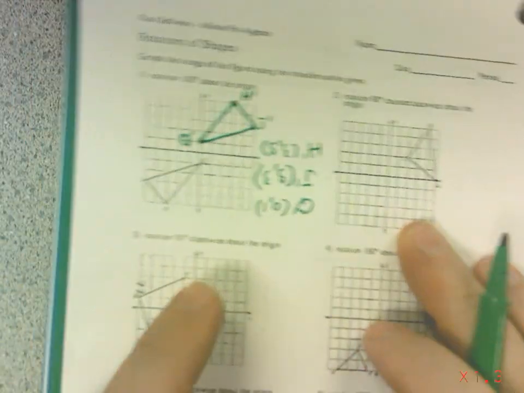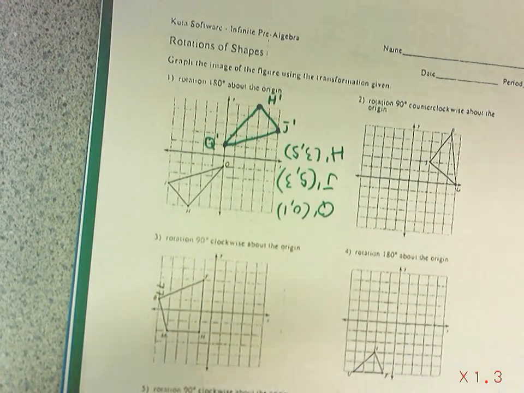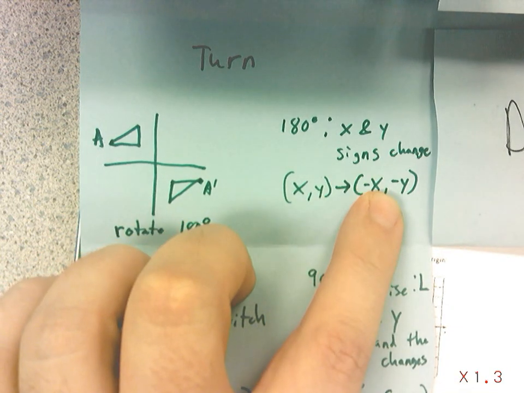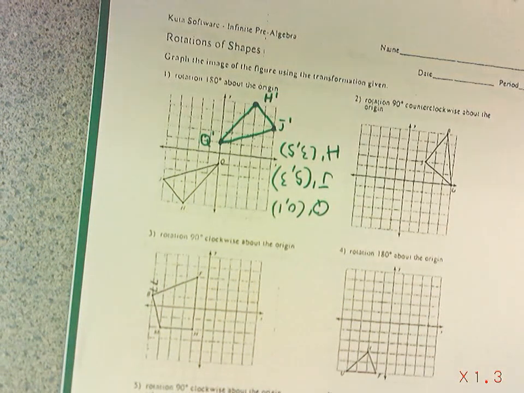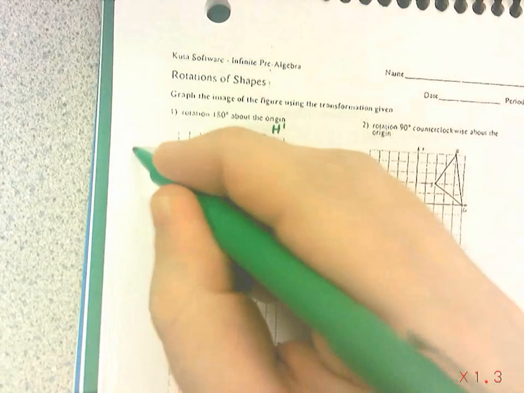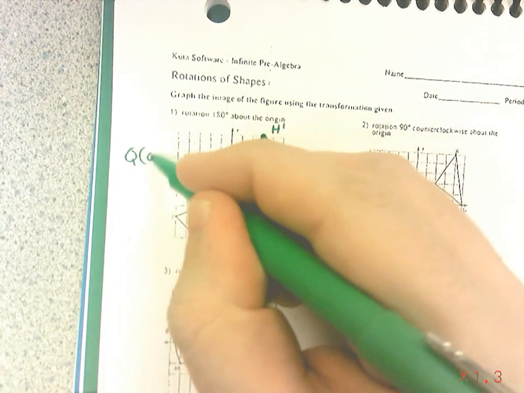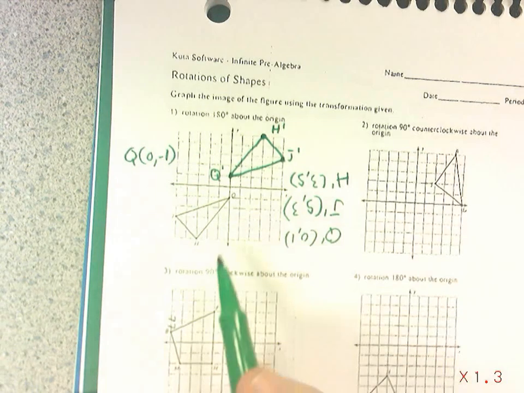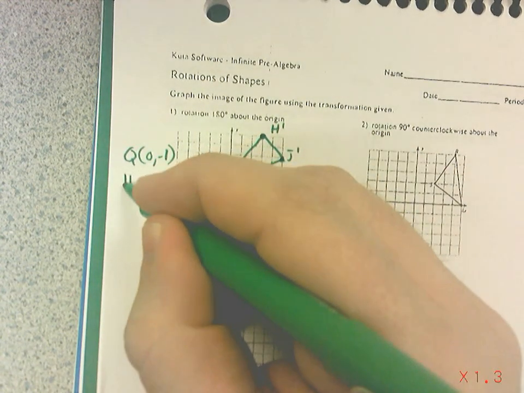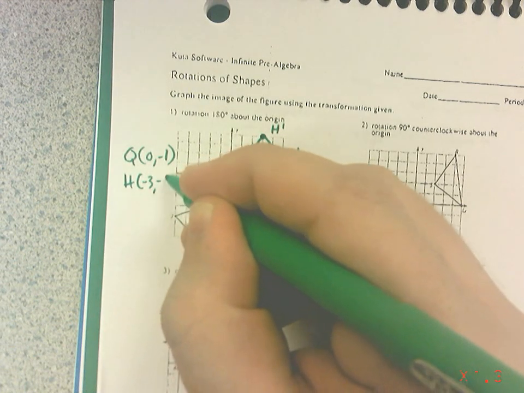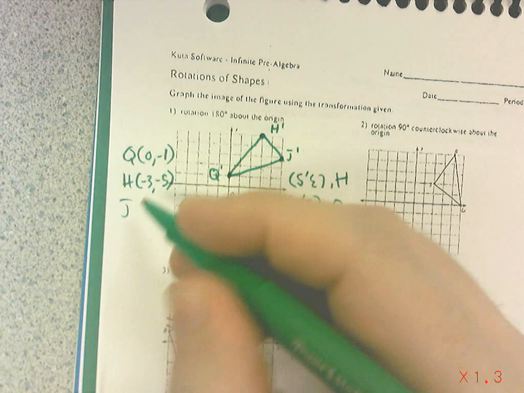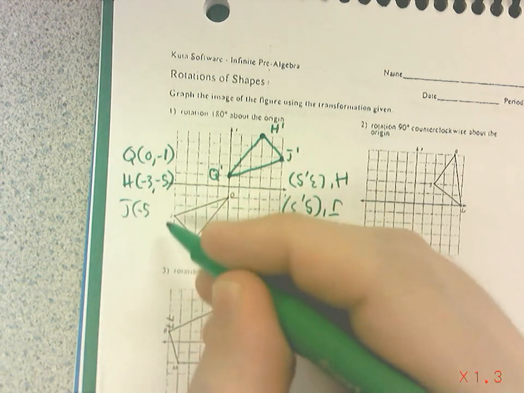Now let's compare, let's see if the rule works. So remember, the rule with 180 degree rotation was that they stayed the same, but they changed signs. Okay, so if we look at it, this is at (0, -1). So Q was originally (0, -1). H was at (-3, -5). And then J was at (-5, -3).